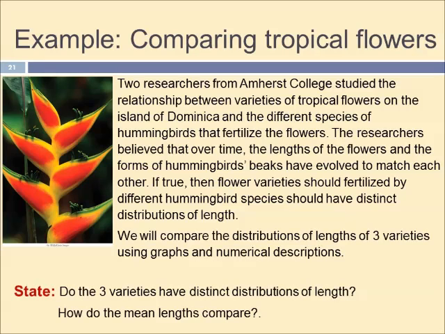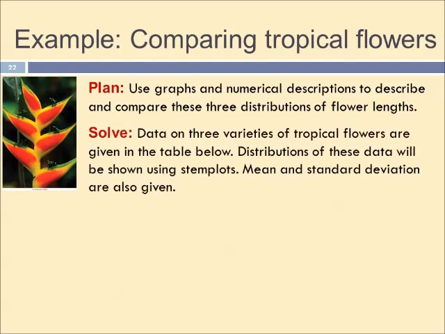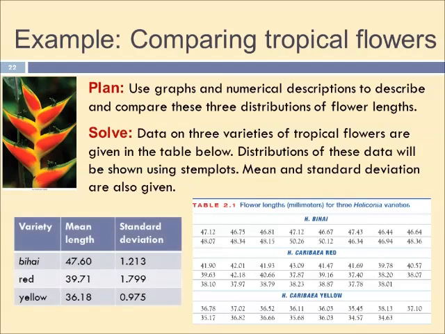So we start by stating: do the 3 varieties have distinct distributions of length? How do the mean lengths compare? We start by planning. We'll use graphs and numerical descriptions to describe and compare these 3 distributions of flower lengths. Now, on to the solution to the problem.